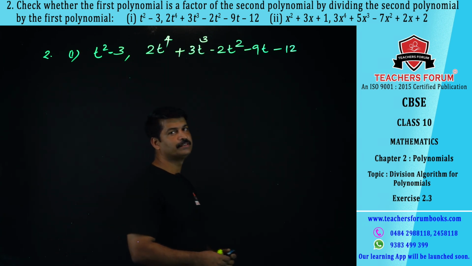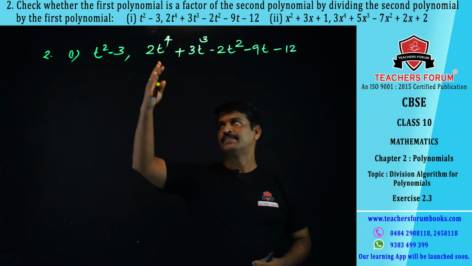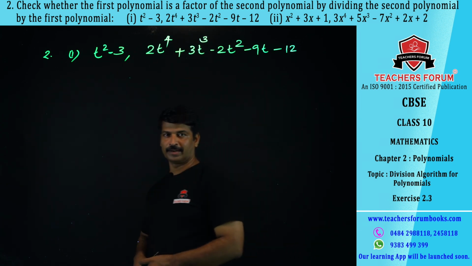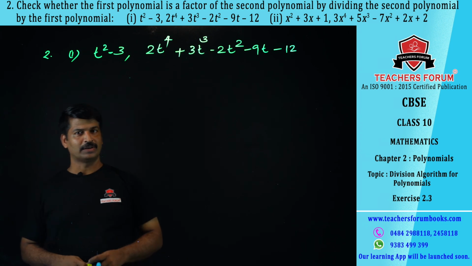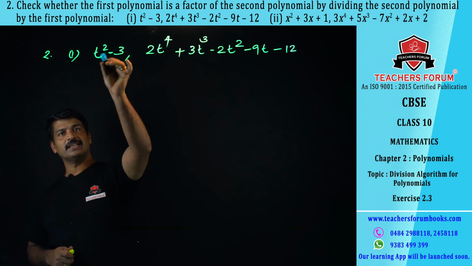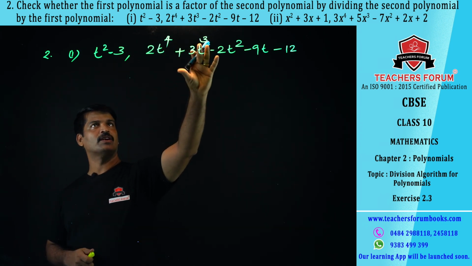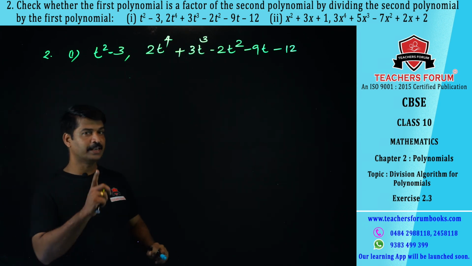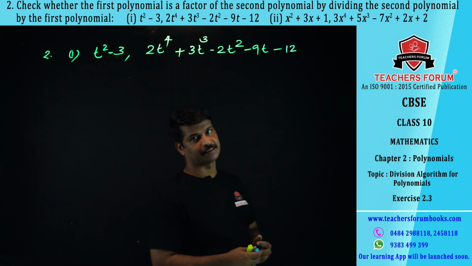So what do you have to find out here? Whether the first one is a factor of the second polynomial. You know what a factor is. If the first one is a factor, when you divide the second one by the first one, you should get the remainder as 0. When the remainder becomes 0, that will be a factor.